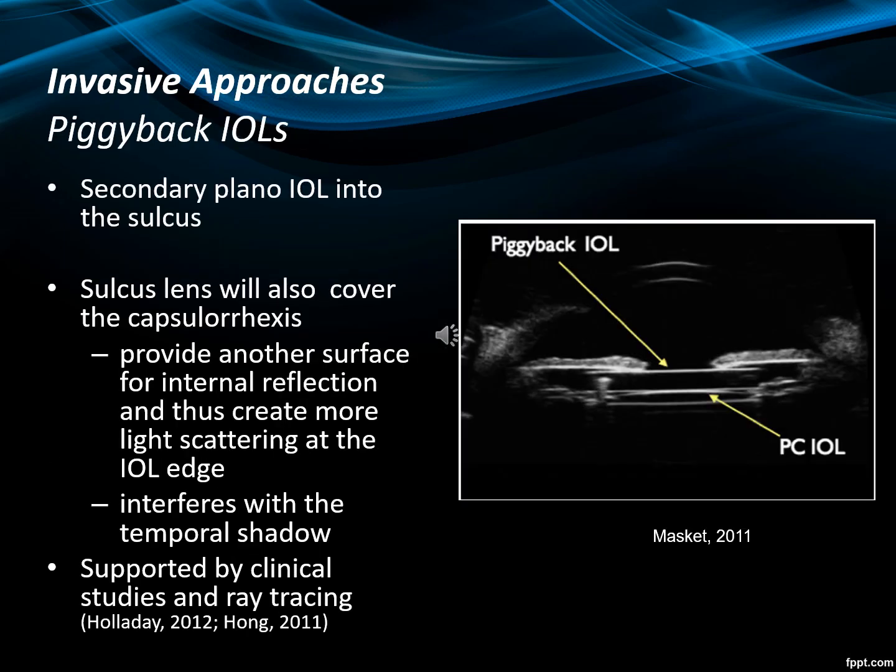The second most common invasive approach is implanting a piggyback lens into the sulcus. The idea is similar in that this is creating another surface for internal reflection and thus creating more light scattering at the edge, which fills in that shadow on the retina.